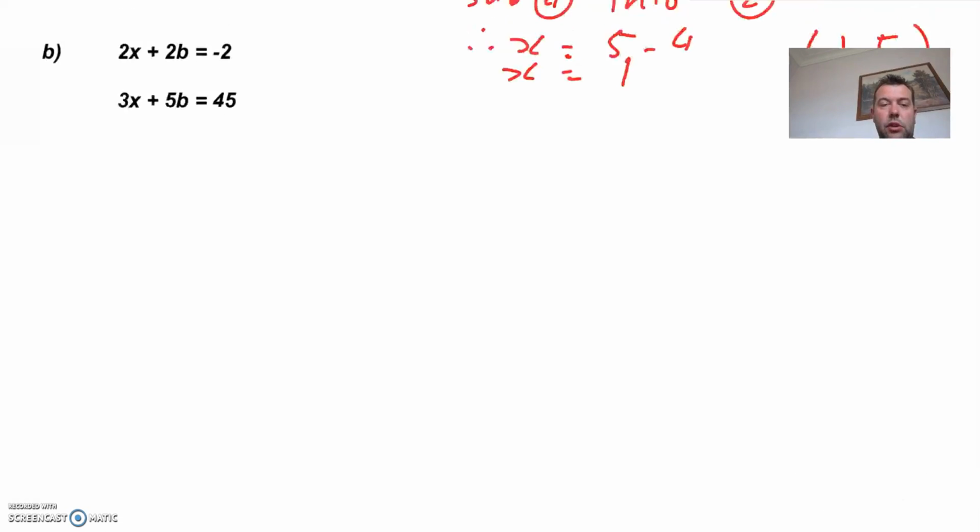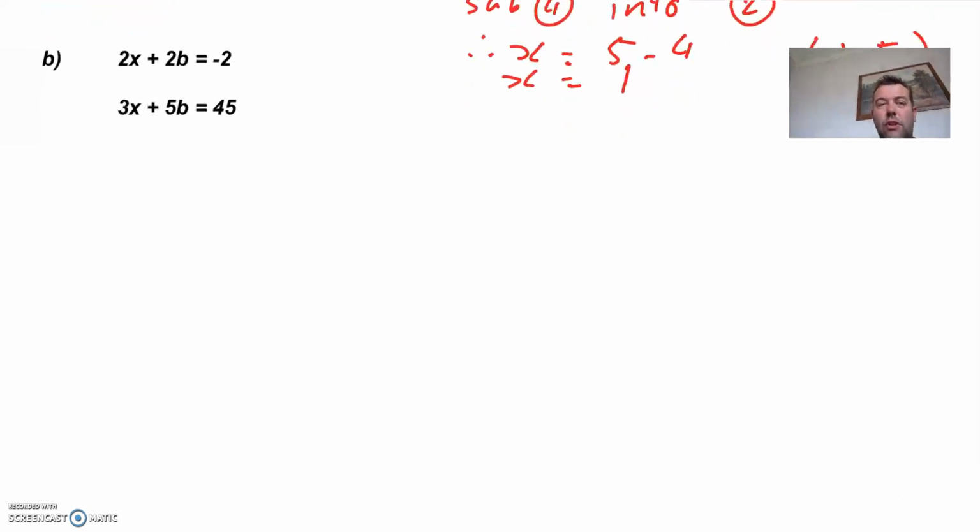Right, I've got another example to look at here, then we're finished. Right, that's the end of this algebra topic. We're going to move on to revision, ready for our test on Monday. So, looking at these equations here, we've got a 2x and a 2b, a 3x and a 5b. Neither good candidates for substitution, not fantastic for elimination. Right, I've got to make a few changes here.